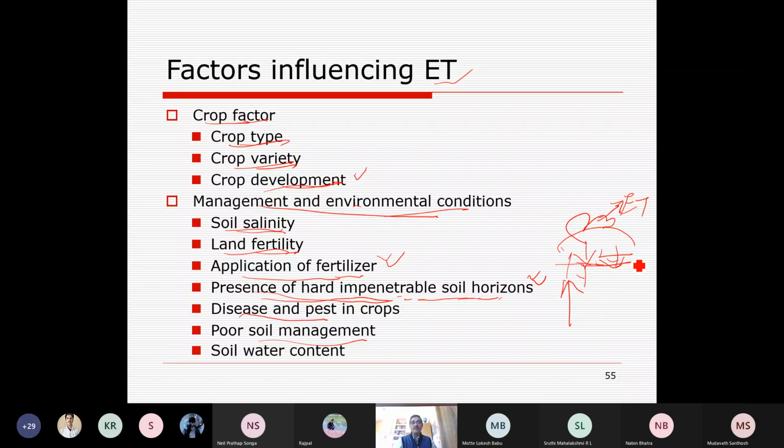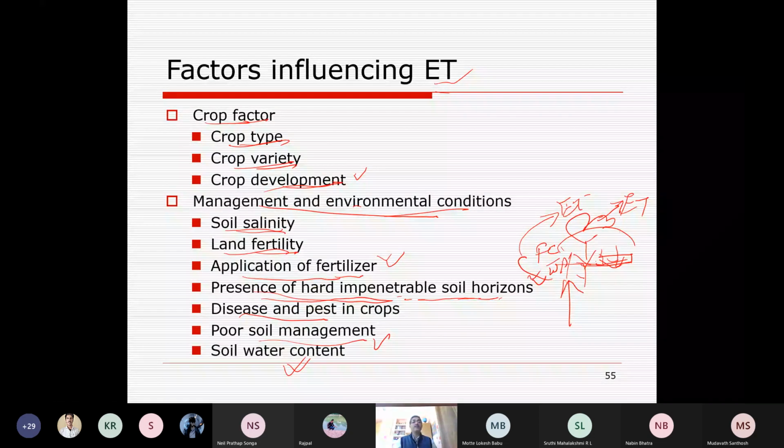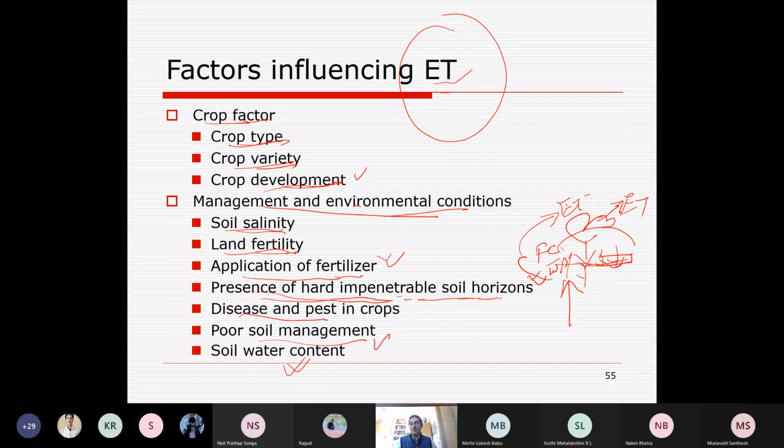So poor soil management and soil water content, whether it is at field capacity or wilting point, also affect the loss of water from the area in terms of evapotranspiration. So there are three conditions: meteorology or atmospheric properties, crop characteristics, and management conditions, which are affecting or influencing the evapotranspiration of any particular area and crop.